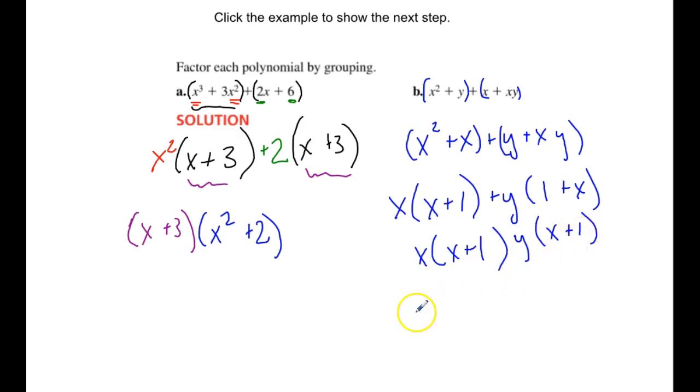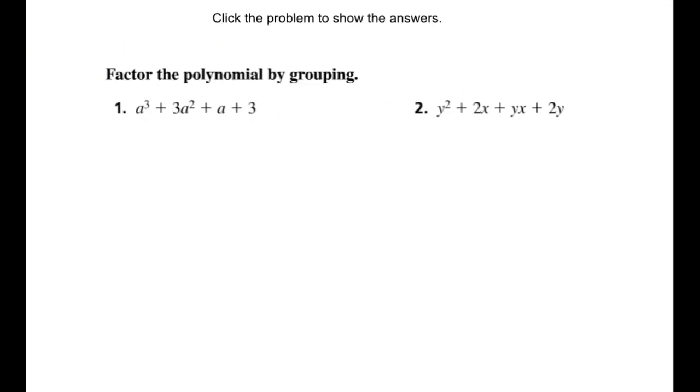So I'm left with my x plus y, the 2 things that were outside my parentheses, and then the things that were in the parentheses. Those are the same, so I just rewrite them here. If I were to multiply this out, I would end up back where I started. So I can take the terms in my polynomial and rearrange them in order to get them in an order where I can group them. Here are some that I want you to practice and see how you do with those.